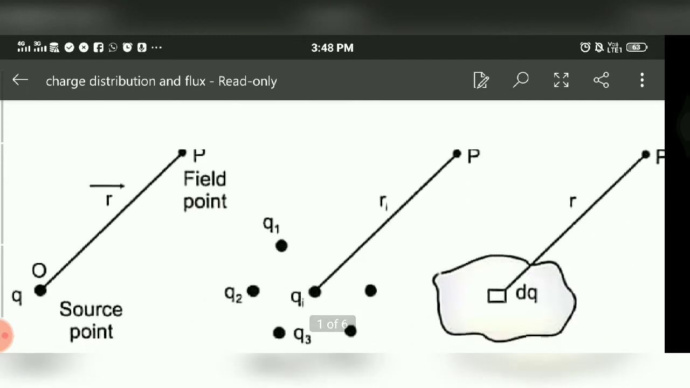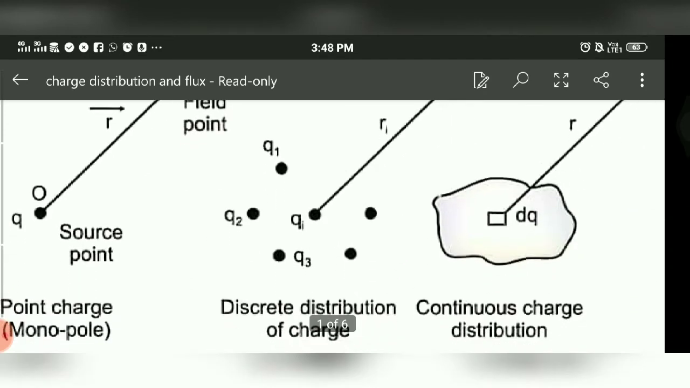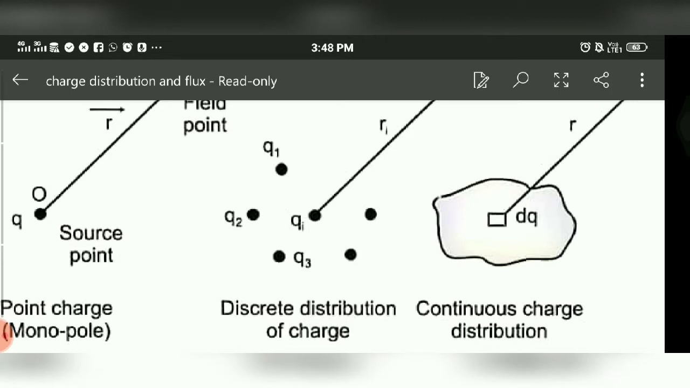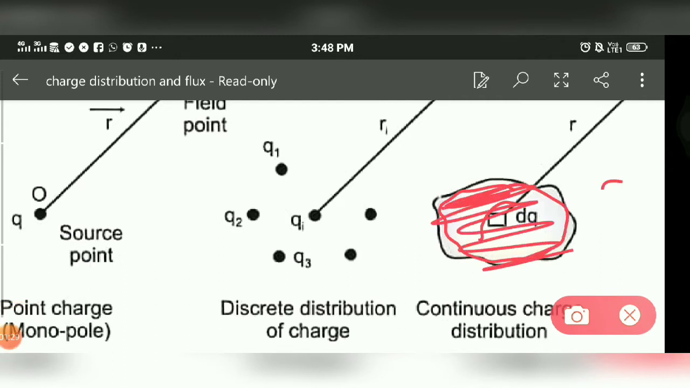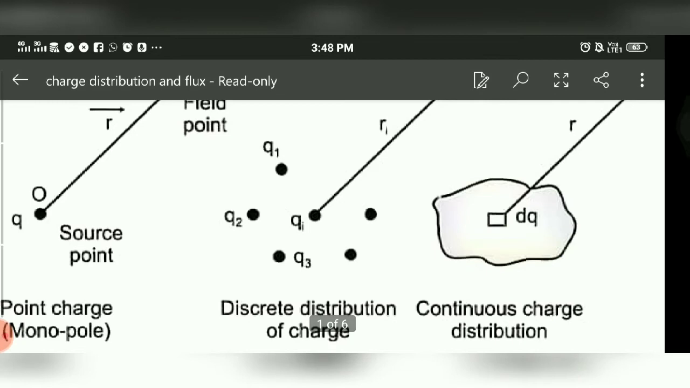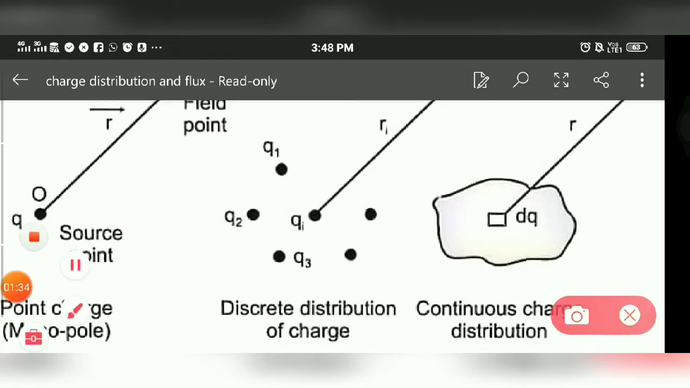So, what do we have? The first is the point or source charge. Second is discrete distribution of charge, meaning when in a system a number of charges are present at different points. Next is continuous distribution of charge, when charge is continuously distributed over the system. Here the complete system on which the charge is distributed is say Q. If I consider a small element of it, with charge say dq, this is continuous charge distribution.